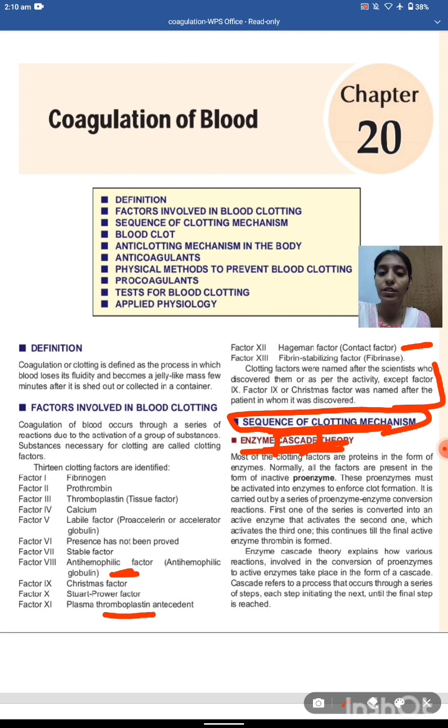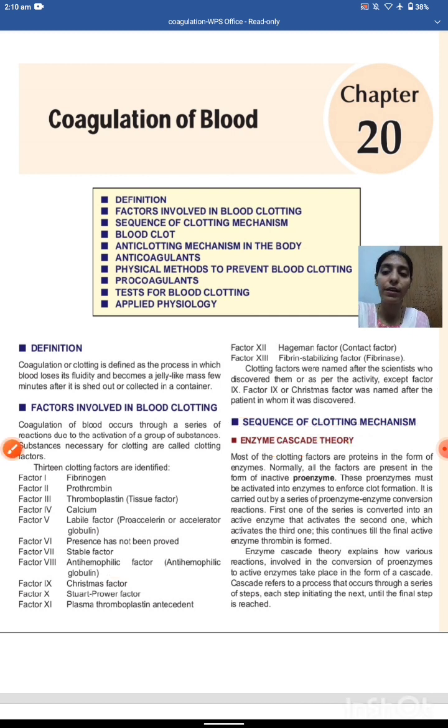In the beginning, all these factors are present in inactivated form, which is known as proenzyme. Proenzyme is activated into enzyme to bring about clot formation. The proenzyme in inactive form will be activated with the help of a factor, and that results in the formation of a clot. So it is a proenzyme to enzyme conversion reaction, which is a cascade type of reaction.